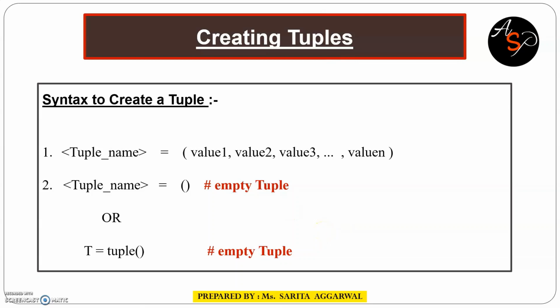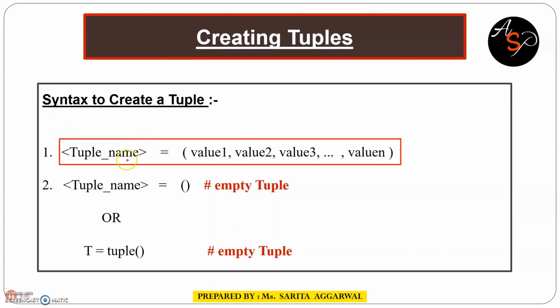Next one is creating tuples. Now this is the syntax to create a tuple. Tuple name, assignment operator, then all the values are placed within the round brackets and separated by comma. And if we want to create an empty tuple, then we use this syntax: tuple name, assignment operator, then round brackets without any value.